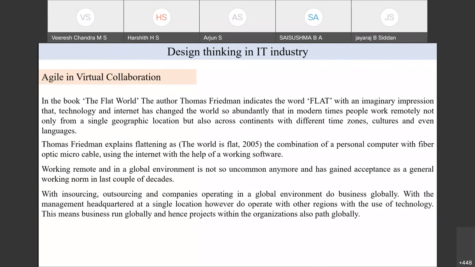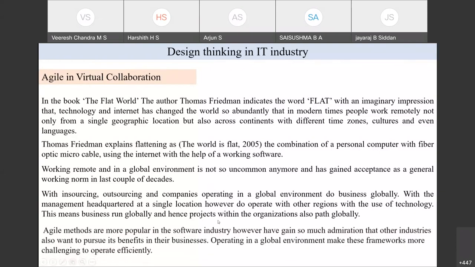With insourcing, outsourcing, and companies operating in a global environment, they do business globally with the management headquartered at a single location. Let us say the management is headquartered in London. They operate with other regions using technology. This means business runs globally, and hence projects within organizations also run globally.